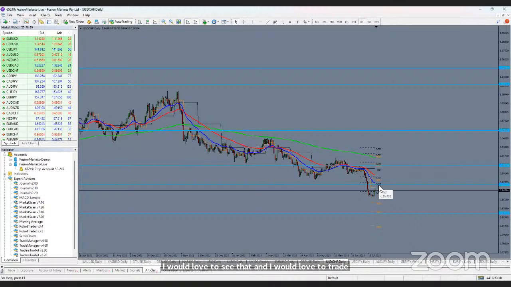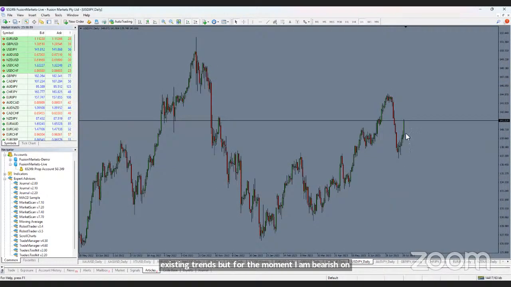The other thing we have to be aware of is that it's not unheard of for the Swiss National Bank to intervene when the currency gets too high in value. So we have to be aware of that, and we can't rule out the fact that there could be an intervention, and that would override any existing trends. But for the moment, I am bearish on dollar Swiss. I am bullish on dollar yen at the moment.